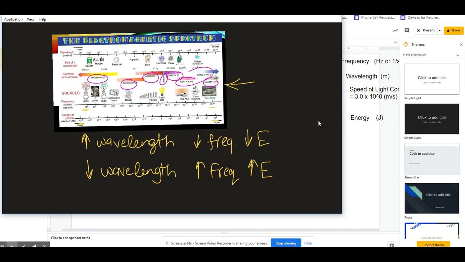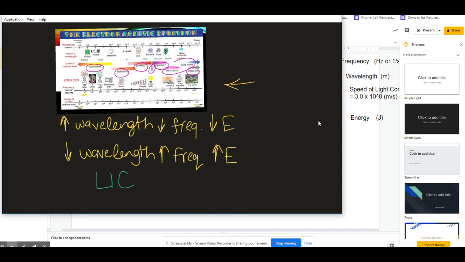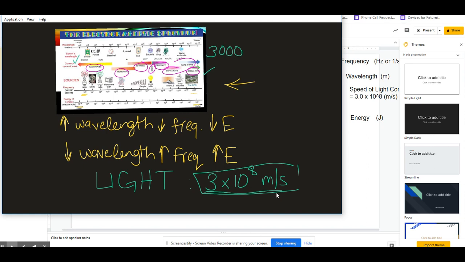Another important thing to realize, because you might see it today, is that light, all of the things on the spectrum, whether it's a radio wave or a gamma wave, is going to be traveling at the speed of light, which is 3 times 10 to the 8th meters per second, which is really, really fast if you think about it. It's that many meters every single second.